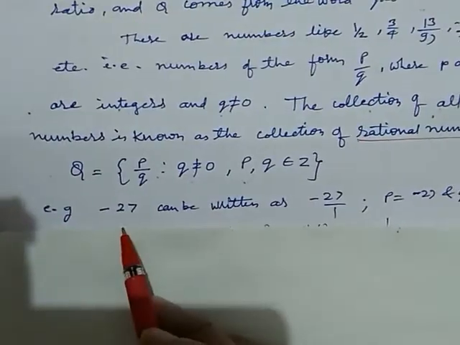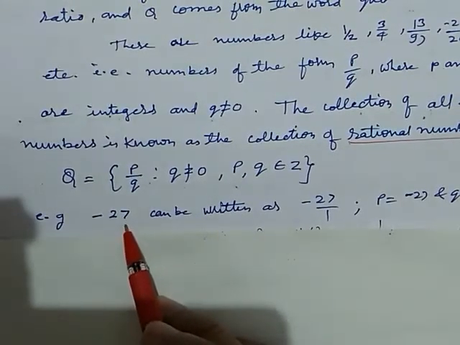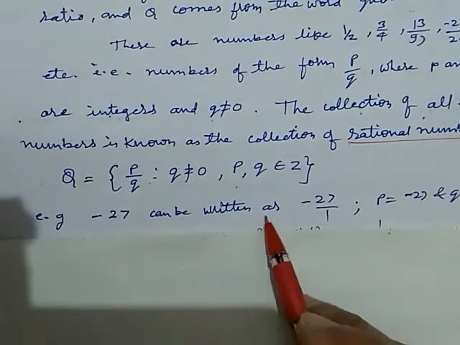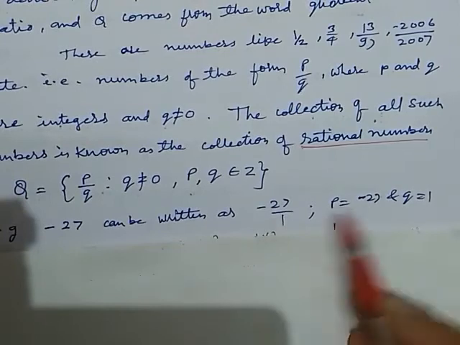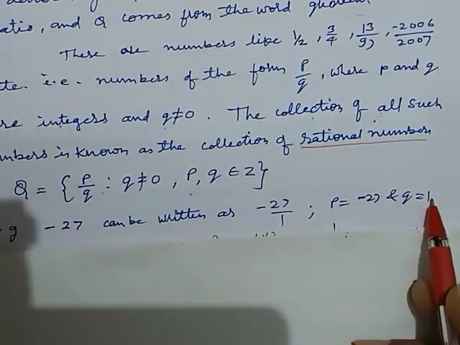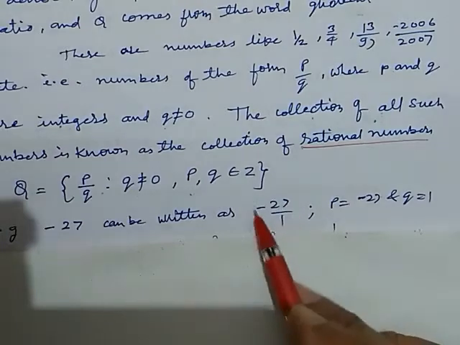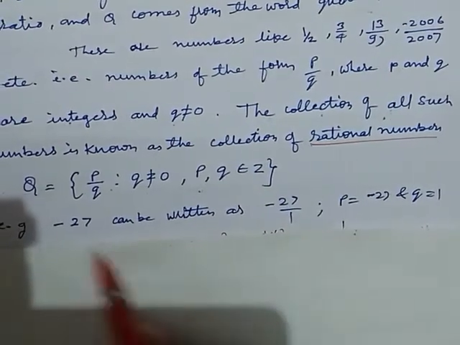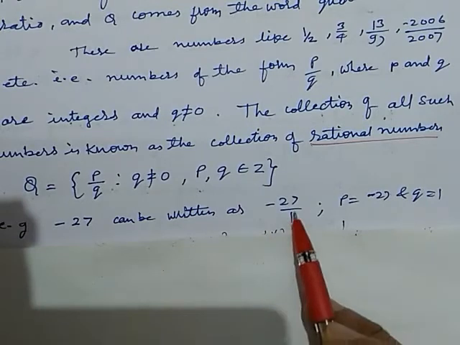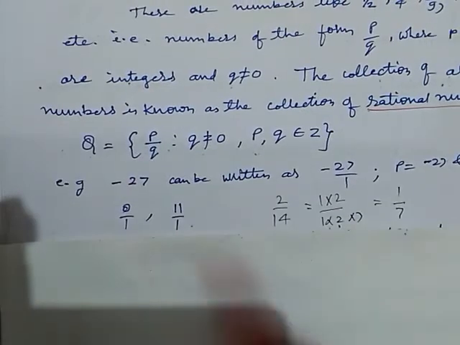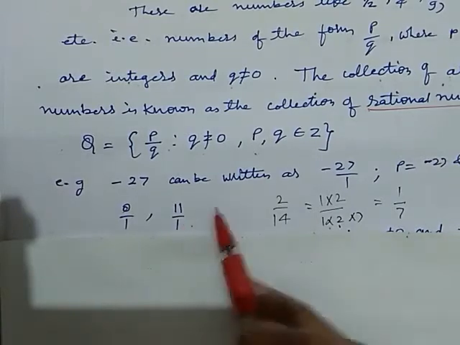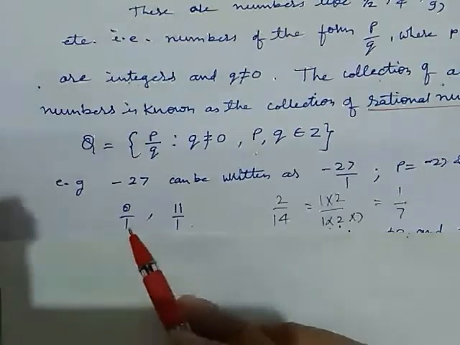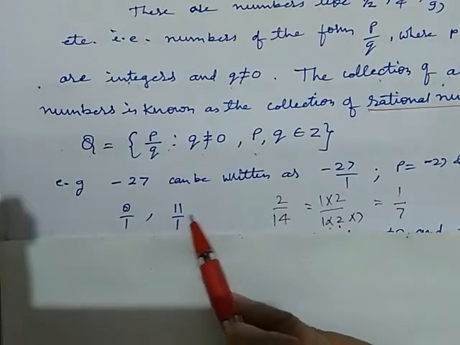For example, minus 27 is an integer and can be written as minus 27 by 1. Here minus 27 is p and q equals 1. That's why this is in the form p by q. So minus 27 can be represented as minus 27 by 1, and this is a rational number. Similarly 0 by 1, 11 by 1. In this way, all natural numbers and whole numbers are also considered rational numbers.